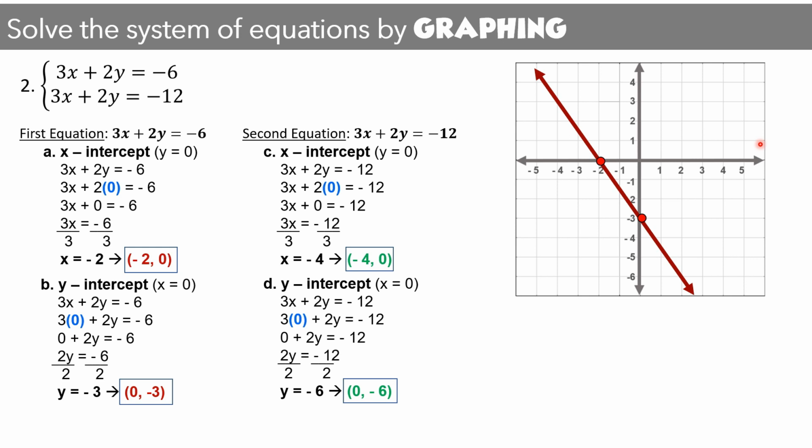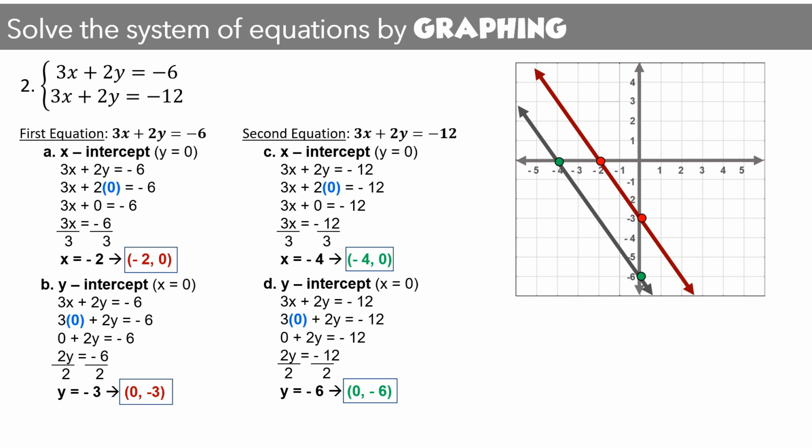We may now plot these 2 points. For the x-intercept, we have -4. So let's look for -4 in the x-axis, and it's here. Let us plot the point. Then for y-intercept, we need to look for -6 in the y-axis. So -6 is here. Let us plot the point. Then connect these 2 points to form a line.